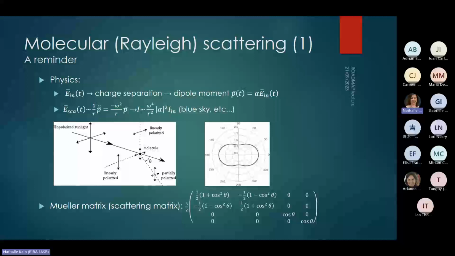Molecular Rayleigh scattering? I'm not going to explain all this. It's just induced dipoles by an incoming electric field. You get a secondary scattered wave. This is the scattering pattern. It's symmetric around the direction of incoming light. At 90 degrees scattering angle, the light is fully polarized. That's the only thing you need to know, really. This is the Müller matrix for Rayleigh scattering.